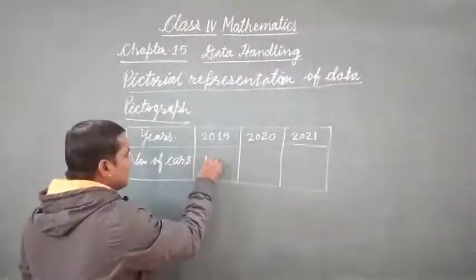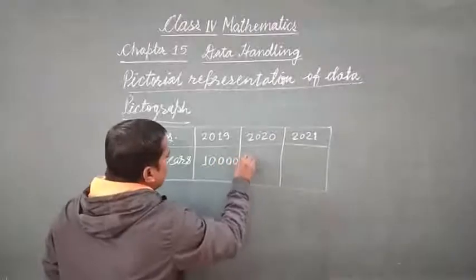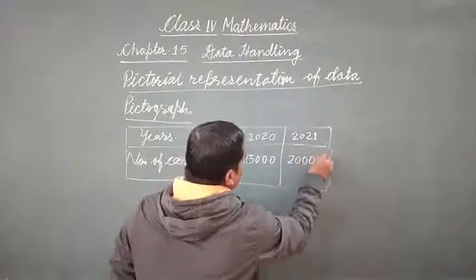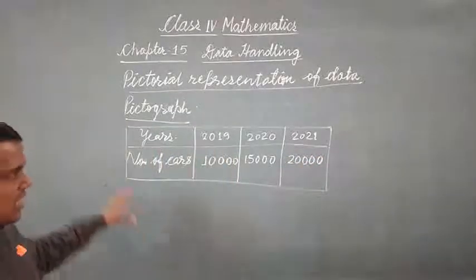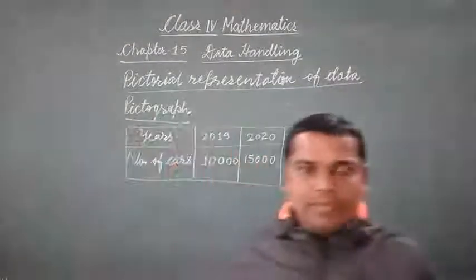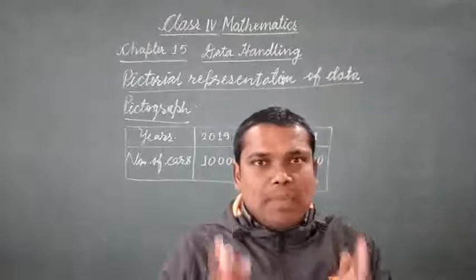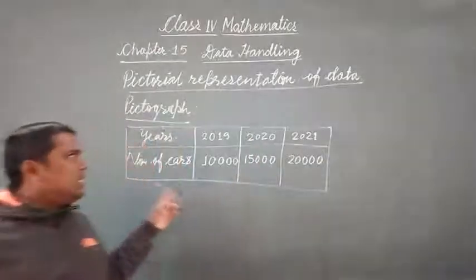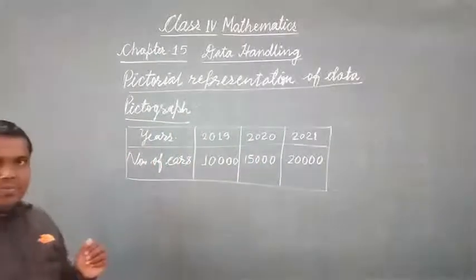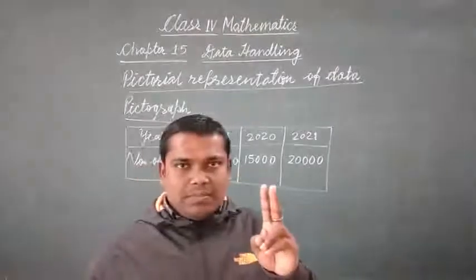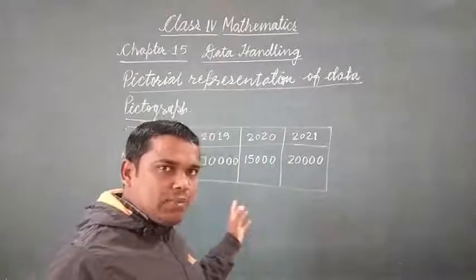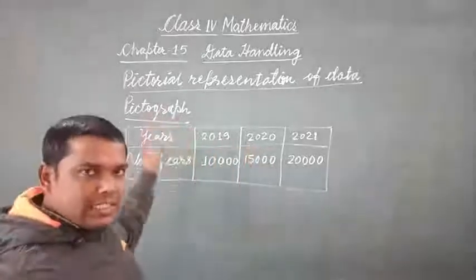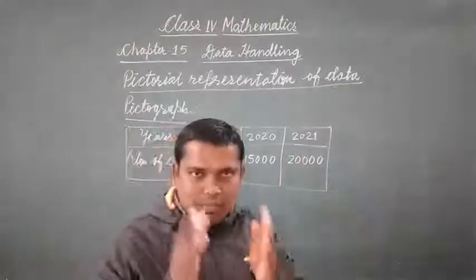Suppose here 10,000, 15,000 and 20,000. This information we have to represent by pictograph. So we are seeing years and number of cars. We will take two columns to represent this information using pictograph. In one column we write years and in another column we write number of cars.